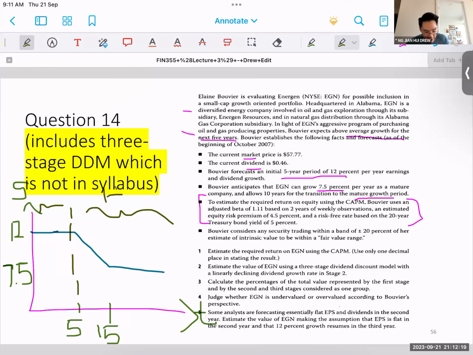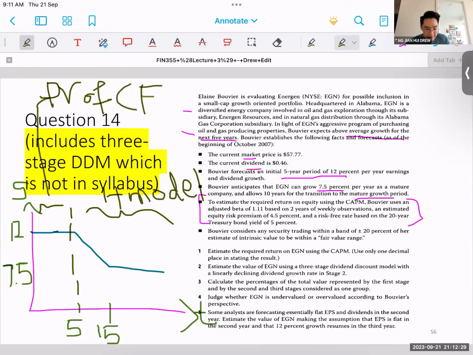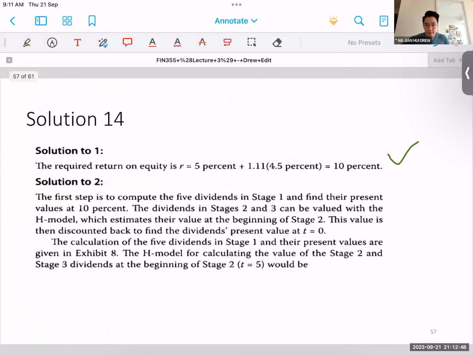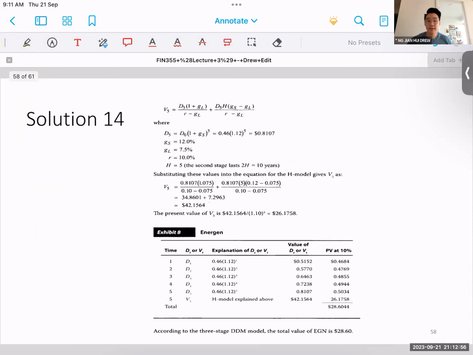This is the H model, right? And this is the PV of cash flows, right? So you do a PV of cash flows for the first 5 years, then you use the H model after that for the second stage. Everyone can see that. So PV of CF and H model after that. So we're just combining the various models. These are some descriptions; you can read through them yourself. It's basically what I explained.